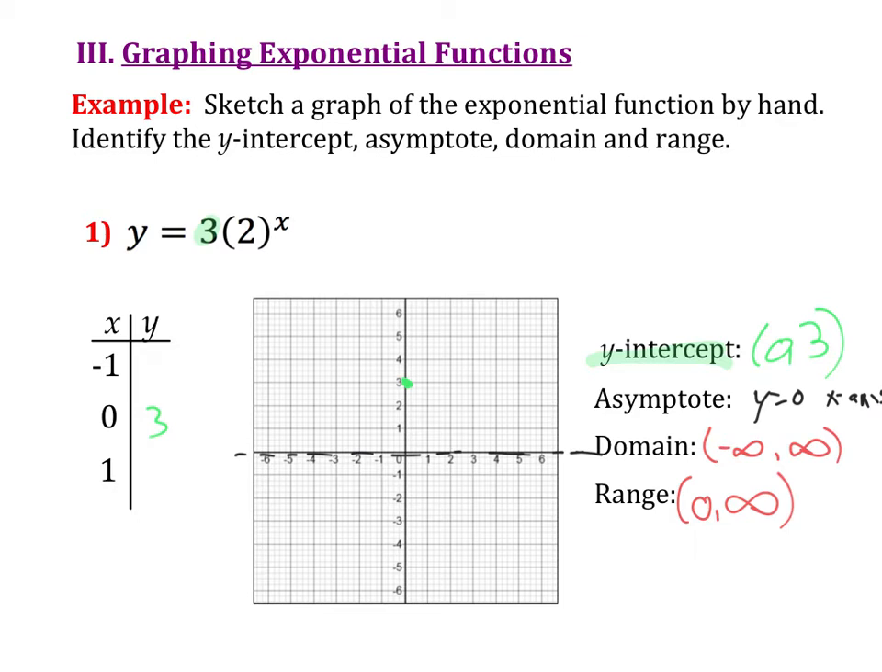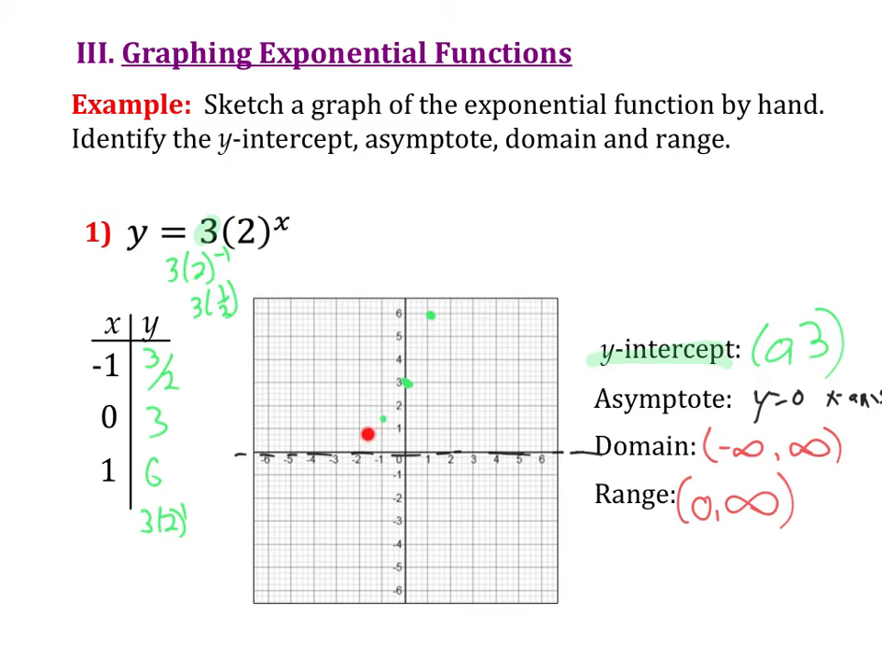All right, so now let me get some extra points. If I plugged in, let's say, -1 for x, well, 2 to the negative first is really 1 over 2, right? Negative exponents, we flip that, so 3 times 1/2. That's 3 halves. So (-1, 3/2), which is also 1.5. If I plugged in 1 for x, 3 times 2 to the first, well, that's just 6. So (1, 6).